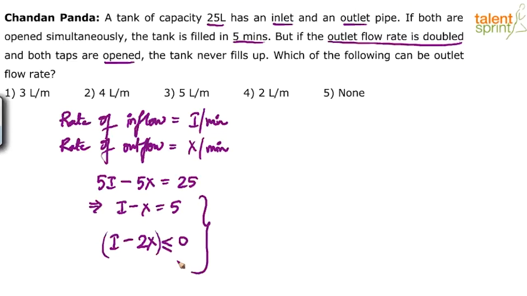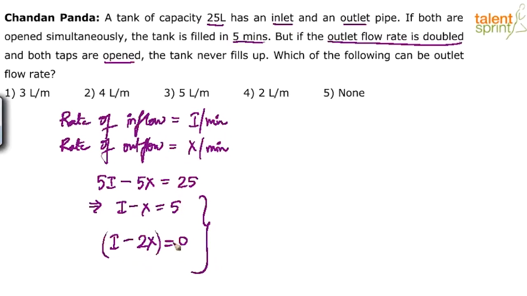You're able to follow. I minus 2x is less than 0. Inlet is lesser than the outlet. Inlet capacity is lesser than the outlet capacity. I mean, it can never fill. You can simply take equal to 0 also. Let's take equal to 0, see what happens. Equal to 0. I minus 2x is equal to 0. I minus x equals to 5.